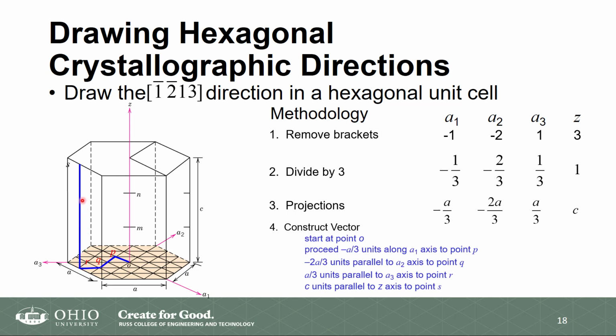So we start from here and go all the way to that point, and that's how we end up with this vector, whose tail starts at the origin and whose head goes all the way to the final projection that we did. So this direction, the 1, 2, 1, 3 direction in a hexagonal unit cell, is given by this green vector. Once again, I'll encourage you to do some examples from the book to understand this concept. So practice, practice, practice, because the thing about visualization is that sometimes it takes a little bit of time to see what's going on.